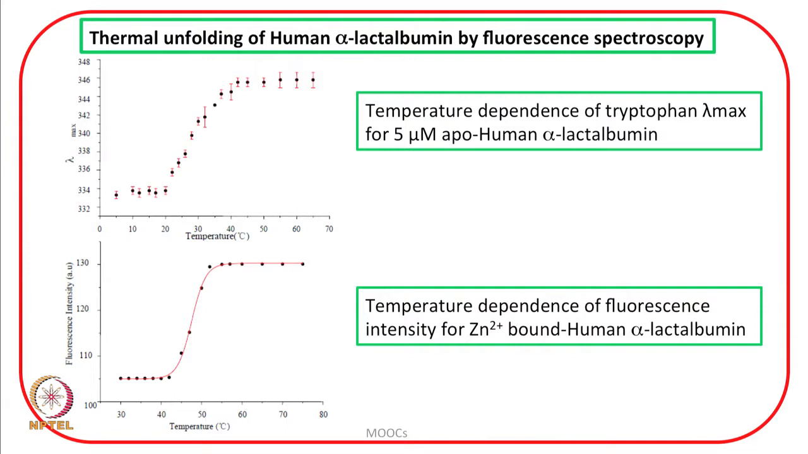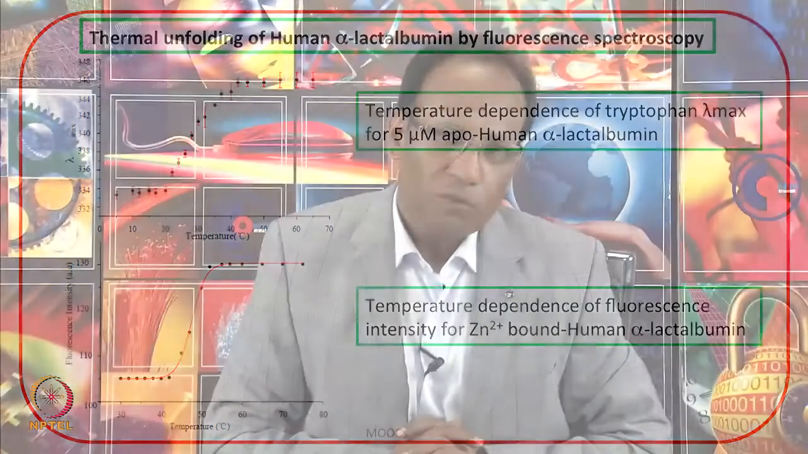This slide shows thermal unfolding of human alpha lactalbumin by fluorescence spectroscopy. When one studies thermal unfolding by fluorescence spectroscopy, you usually choose a certain wavelength at which you will see the intensity changes, or you take the whole emission spectra by selectively exciting the tryptophan residues over a range of temperature.